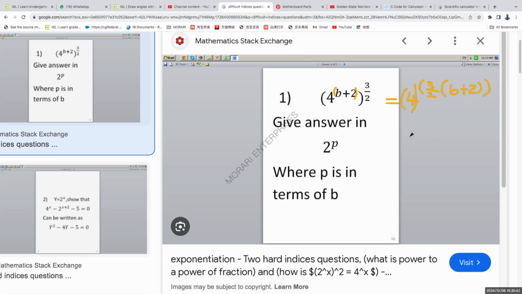But this 4 is what? 2 to the power what? 2. That is how now you change the 4 now to have this base. Now you have your base. And then now, all again, now that it is 2, all again to the power what? 3 halves, B plus 2.